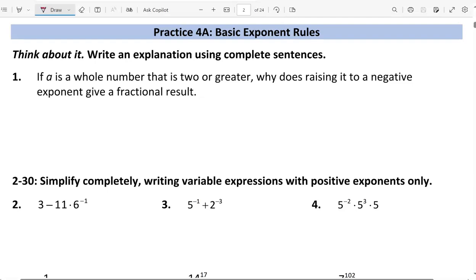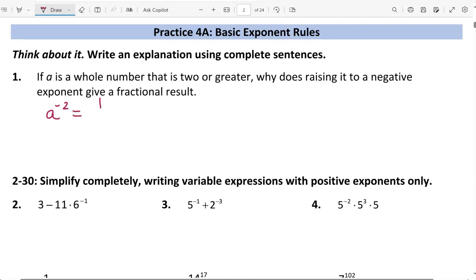This is a video walkthrough for practice 4A on basic exponent rules. Our first question is a think about it. If a is a whole number that is 2 or greater, why does raising it to a negative exponent give a fractional result? Well, let's think about what happens when we raise a number to a negative exponent.